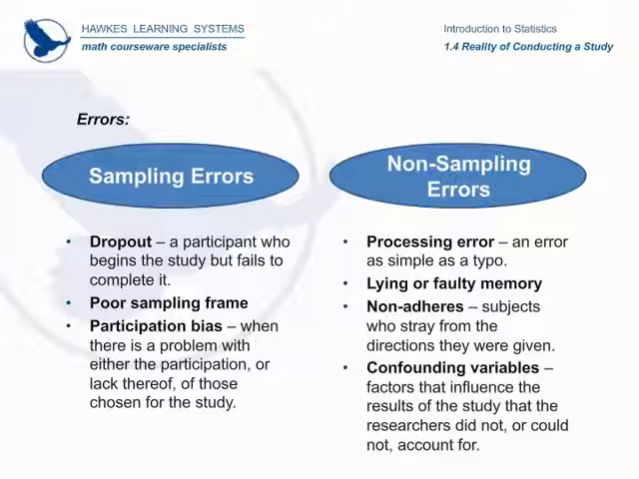And lastly, there's confounding variables. When you think of the word confounding, think of the word confusing. So confounding variables, or confusing variables, are factors that influence the results of the study that the researcher did not or could not account for. The researcher had no idea that there was something else going on, some other factor going on in this study that would confuse the results or the conclusions of the study.